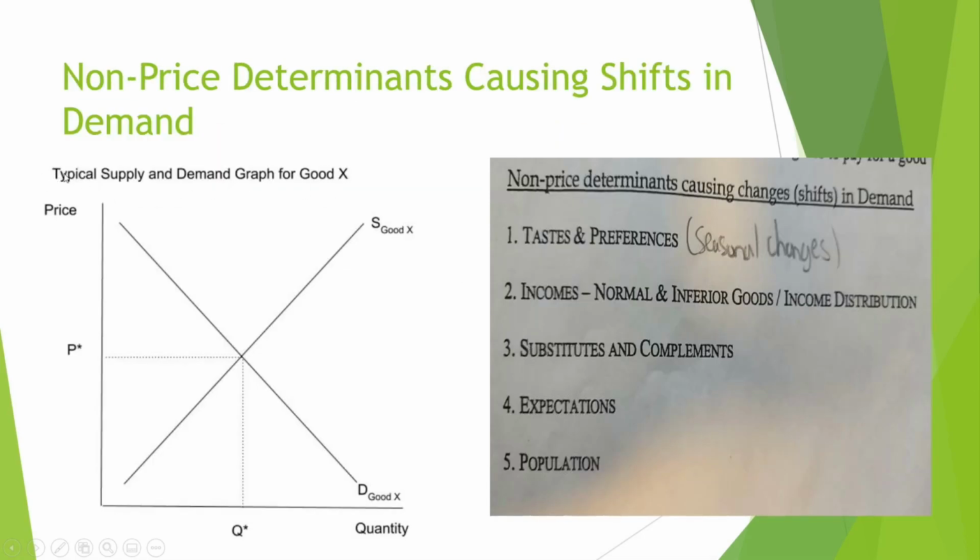So as you can see here, I have a typical supply and demand graph for any good X. When the demand curve moves to the right or to the left, these are what cause it. We call the first group non-price determinants because they're not related to price. These actually cause shifts right or left in the demand curve. The first one is going to be taste and preferences.